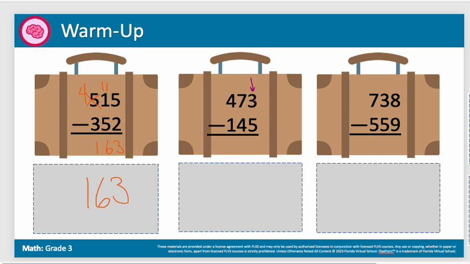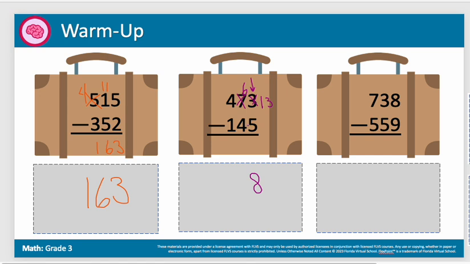Here we go. So 3 take away 5 can't be done. So I have to borrow a group of 10 from my 7. So instead of 7 groups of 10, I have 6 groups of 10. Then I'm going to add my group of 10 over here to my 3. So 10 plus 3 is 13. So this becomes 13. 13 take away 5 is going to give me 8.